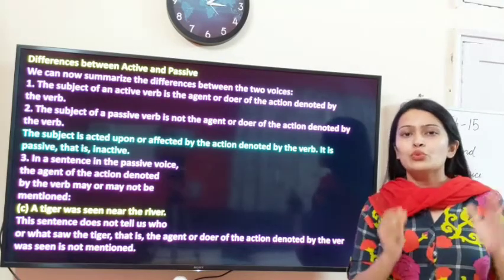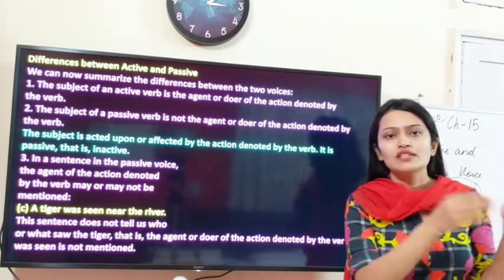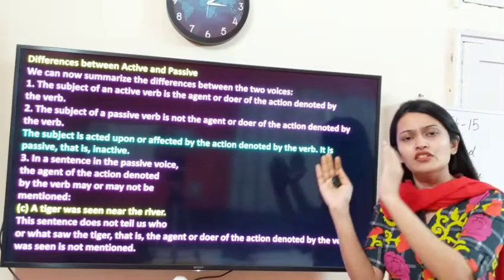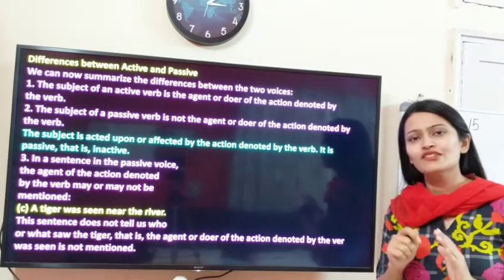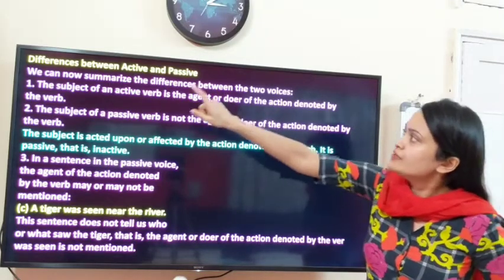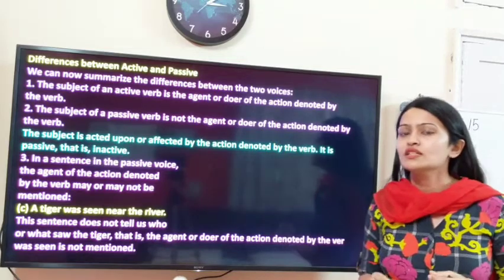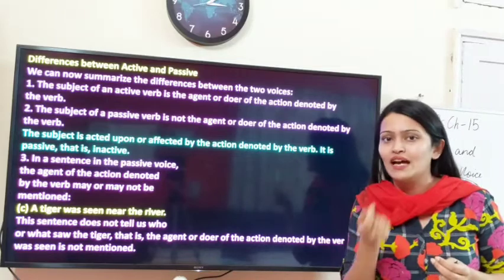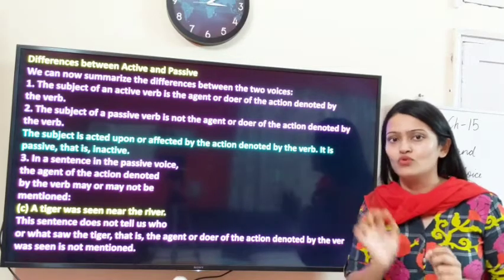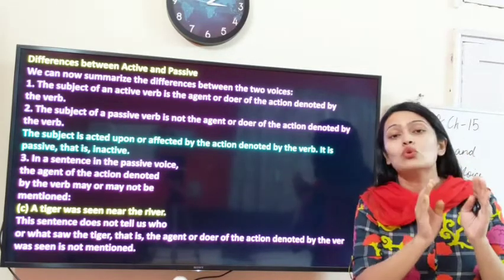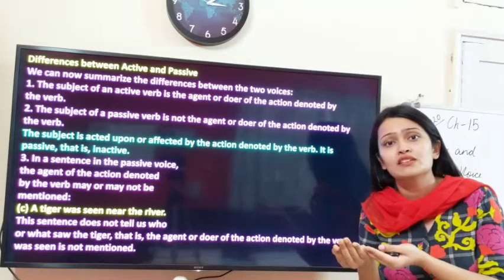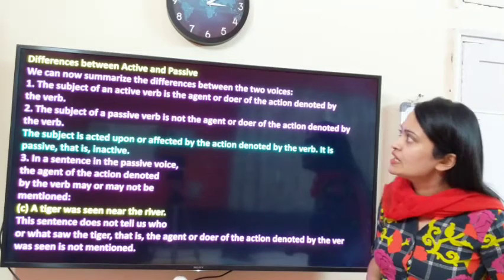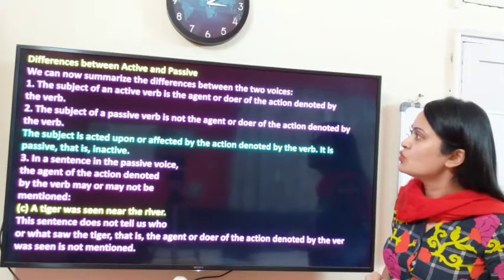So now, children, we understand what is active voice and what is passive voice. Here the subject is active, here the subject is passive. Now we will come to know the difference between active and passive voice in a more detailed way, so that we don't make any mistake in identifying active and passive voice. In getting to know which sentence is active and which sentence is passive, these points are going to help us. Please listen carefully. We can now summarize the difference between the two voices.